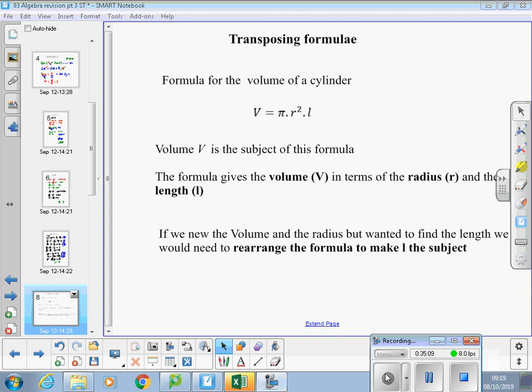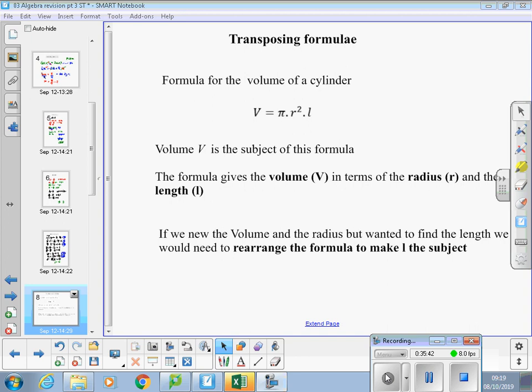For instance, gents, the formula for the volume of a cylinder is V is equal to pi r squared times the length. So it's effectively the area of the end multiplied by the length. Volume V is what's known as the subject of this formula. That's what we're going to find if we use it. So it gives the volume V in terms of the radius r and the length L.